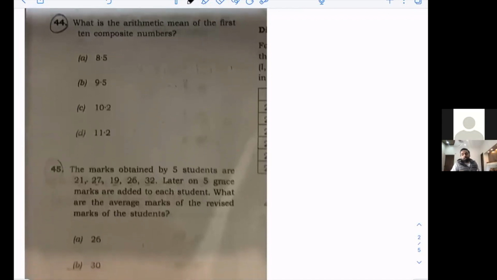What is the arithmetic mean of the first 10 composite numbers? First you need to understand what a composite number is. A number which is not prime is known as a composite number. So which are the numbers not prime here? 4, 6, 8, 9, 10, 12, 14, the first 10. Next is 15, which is also composite, then 16, and the last one we have is 18.